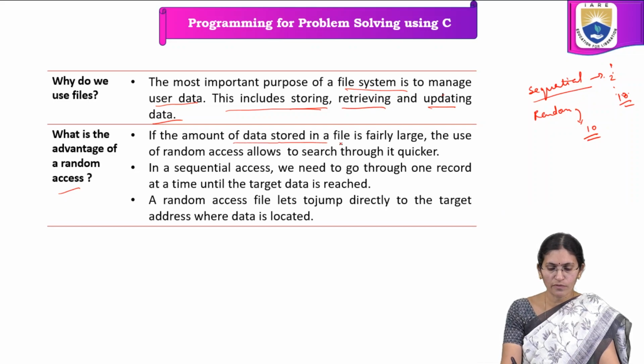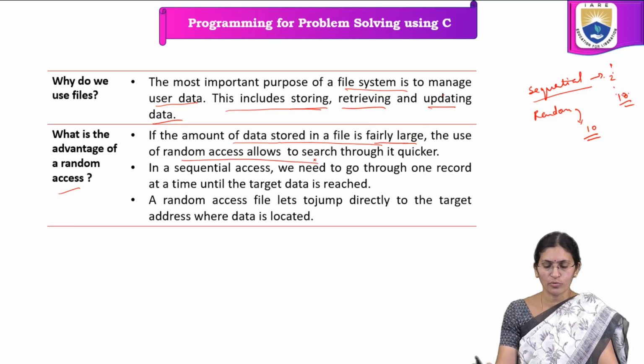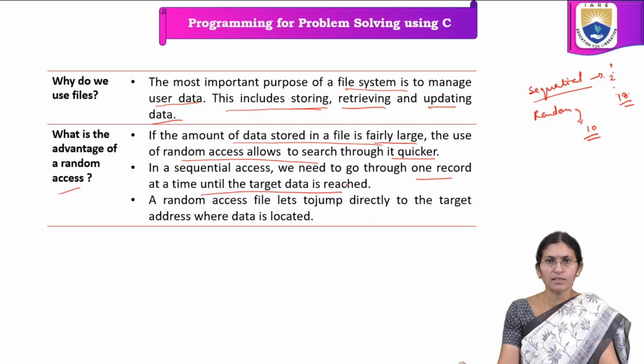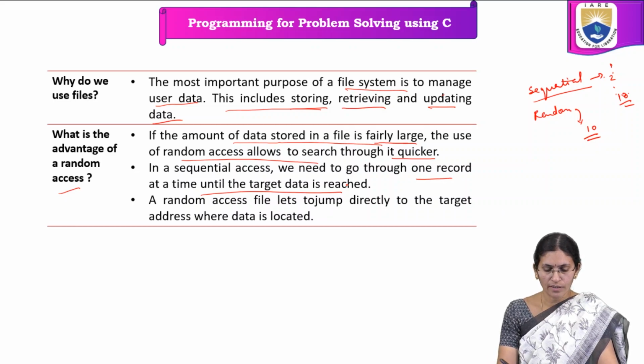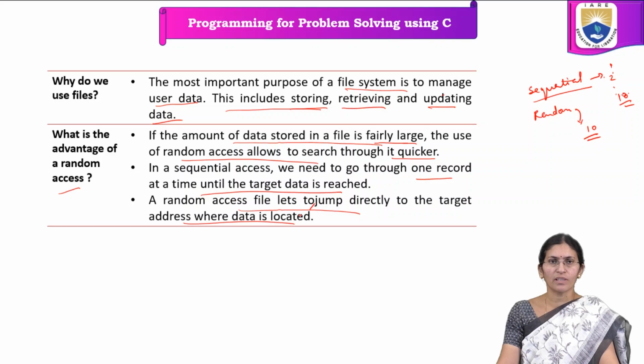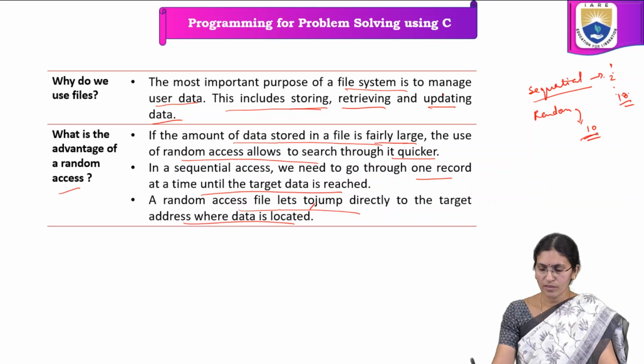If the amount of data stored in a file is fairly large, the use of random access allows us to search through it quickly. In sequential access, we need to go through one record at a time until the target data is reached. A random access file lets us jump directly to the target address where the data is located. So with the help of random access, the search is easier and the search process is also faster as compared to sequential access.